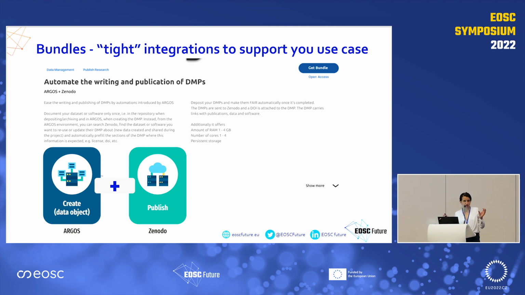It means that there are two precise services integrated together, and by that integration they are able to serve a bigger purpose. So for example, we have a service called Argos and a service called Zenodo. By integrating the two, we are able to show the users that it's now available through EOSC to semi-automatically create a data management plan, DMP, and publish it through Zenodo.